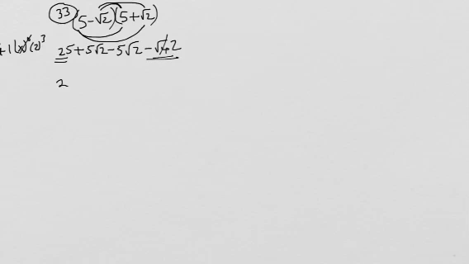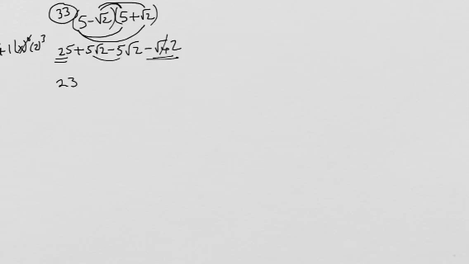Okay, for number 33, we are multiplying two binomials. So again, distributive property. So 5 times 5 is 25. 5 times radical 2, or square root of 2, is 5 square root of 2. Then negative radical 2 times 5 is negative 5 square root of 2. And then negative square root of 2 times positive square root of 2 is negative square root of 4. And again, square root of 4 is 2. So I've got 25 minus 2, so that gives me 23.